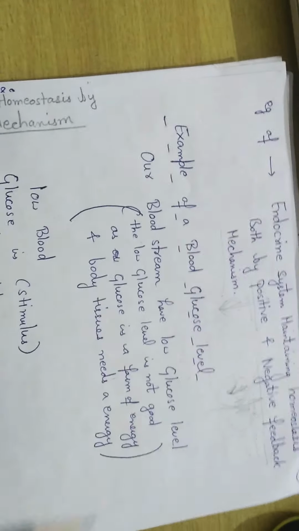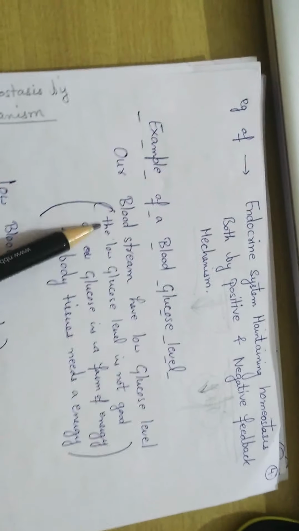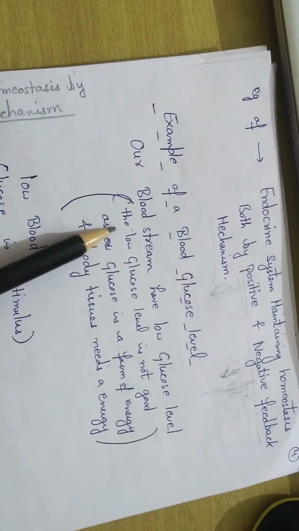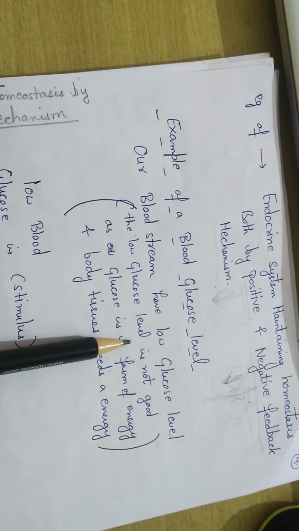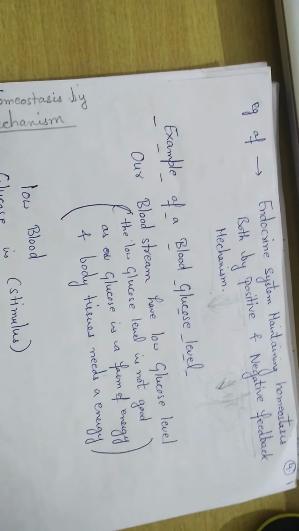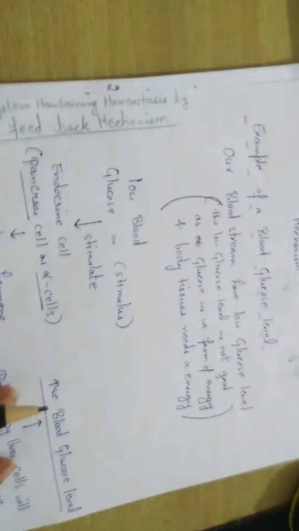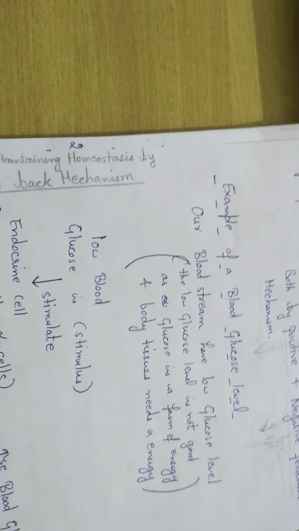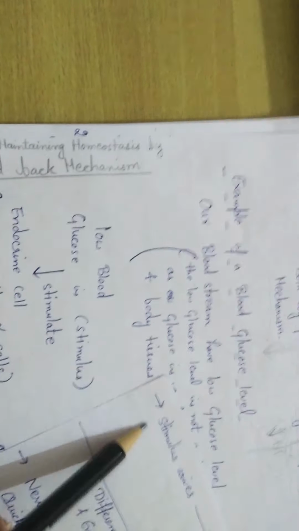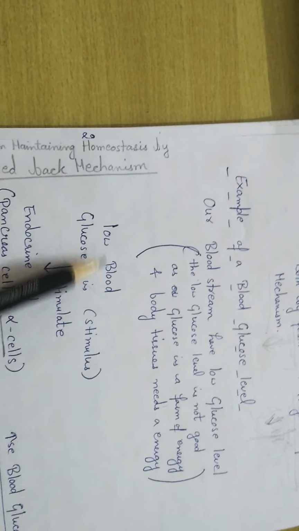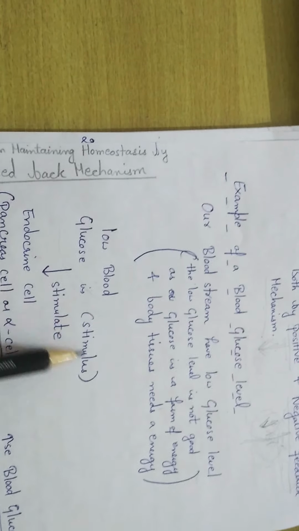For example, I was talking about a blood glucose level. So in the bloodstream, you know that if there is a low glucose level, it is not good for our body. We know that because our body tissue needs the energy. So in response, as I told you, a stimulus arrives. So what is a stimulus? That there is a decrease of the blood glucose. So this is a stimulus.